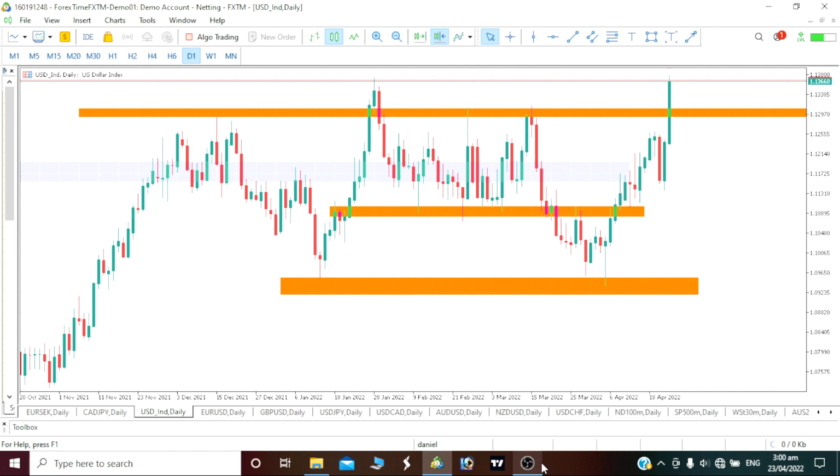Let's quickly do an analysis on our forex pair for this week. Let's try and predict where our price will be going for this week.